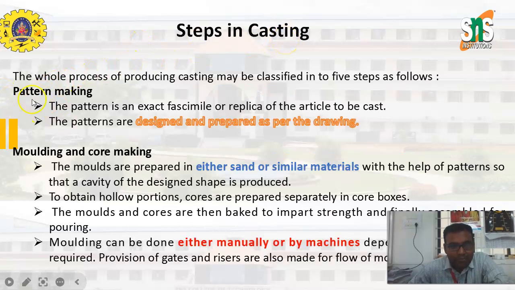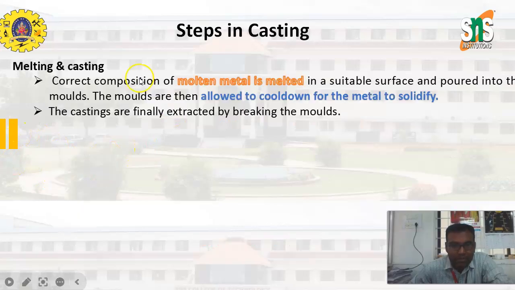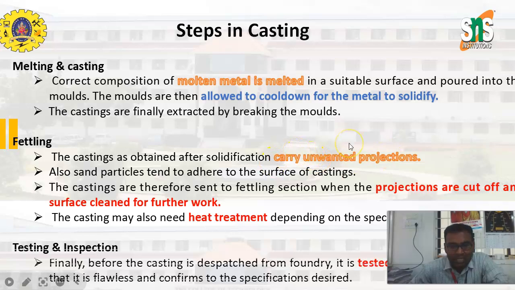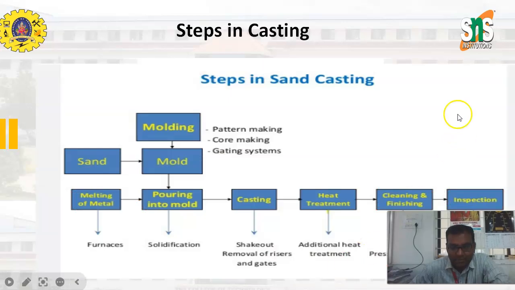First step involves pattern making. Then the second step is the molding and core making process. Third step is the melting process and then casting. The fourth process is the fettling. Fettling means the removal of the unwanted projections. And the final one is the final testing and inspection. Finally, before the casting is dispatched from the foundry, it is tested and inspected to ensure that it is flawless and conforms to the specifications desired.